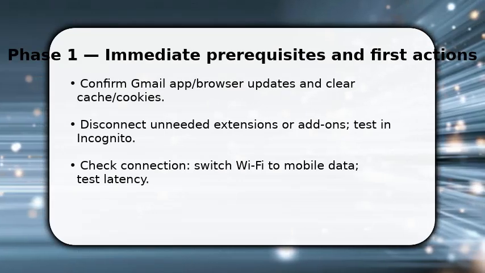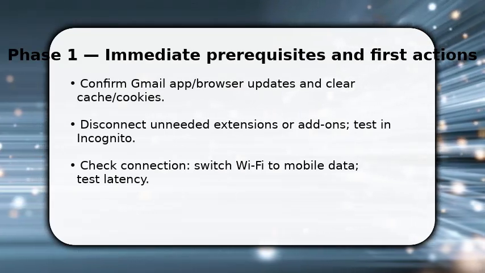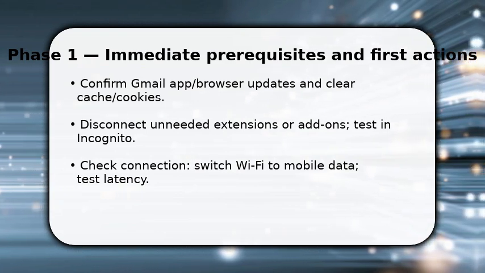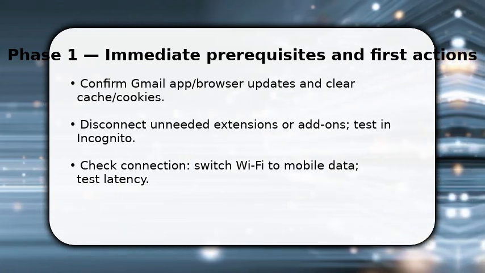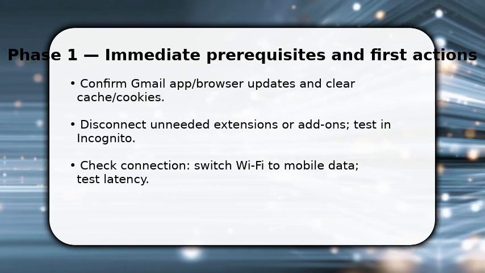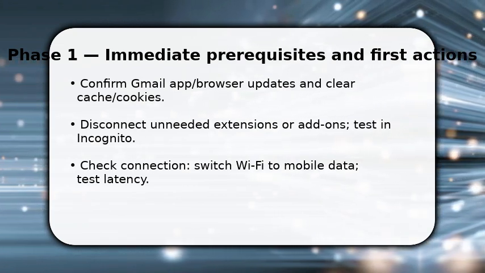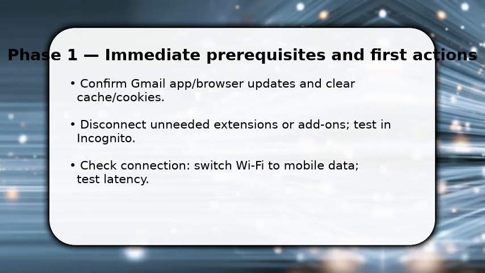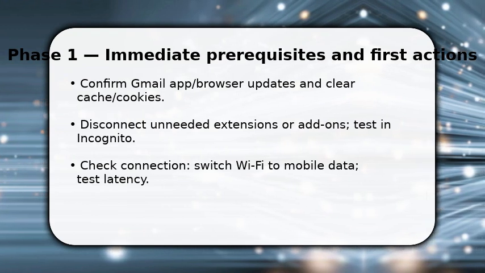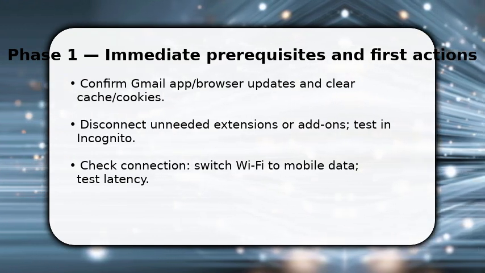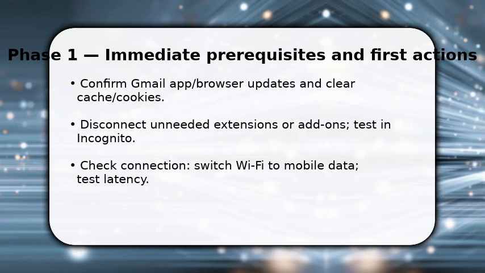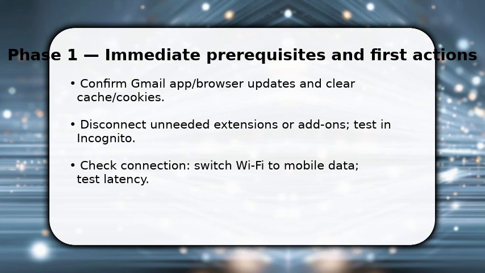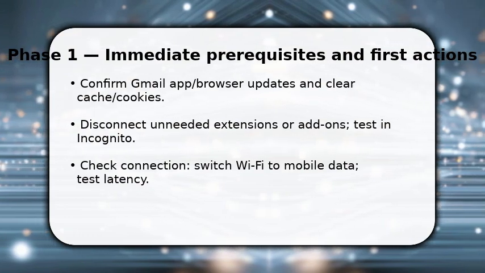You start by getting the basics out of the way. Make sure the Gmail app or your browser is updated, and clear cache and cookies so old files aren't slowing rendering. Once done, disable or remove browser extensions one at a time. Extensions often cause delays. Also, check your network. Switch from Wi-Fi to mobile data, or vice versa, to rule out local router lag. These quick actions isolate common causes. They prepare you for deeper fixes if performance doesn't improve immediately.